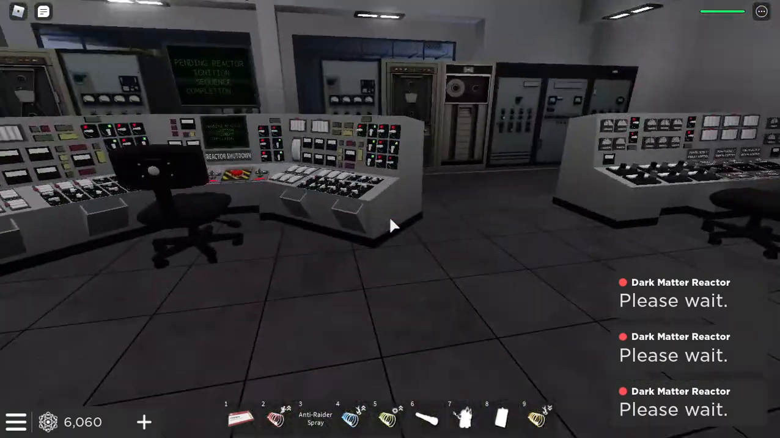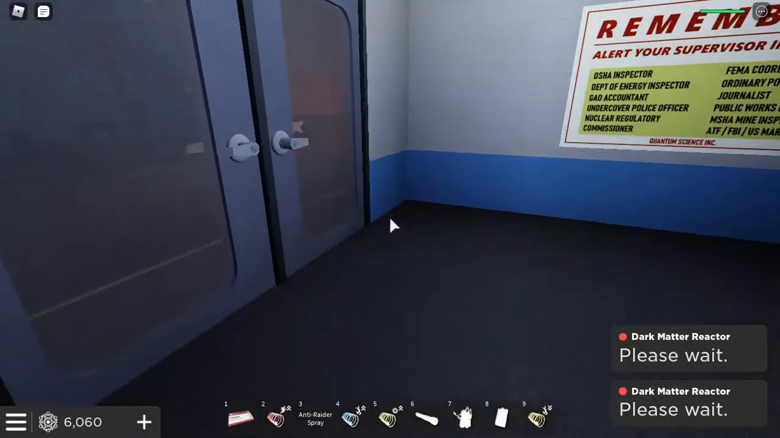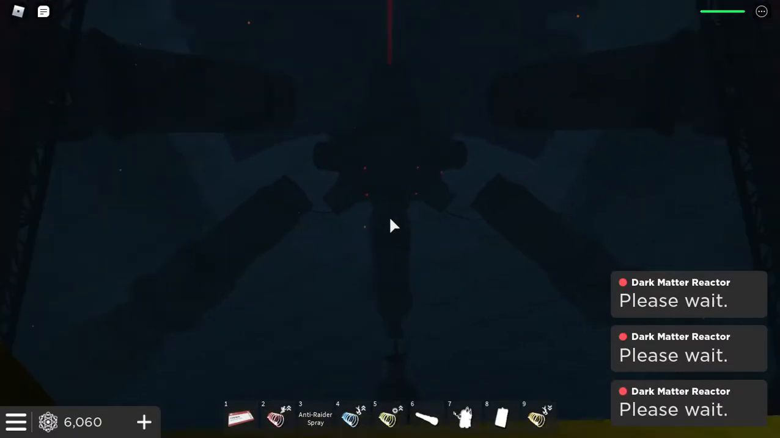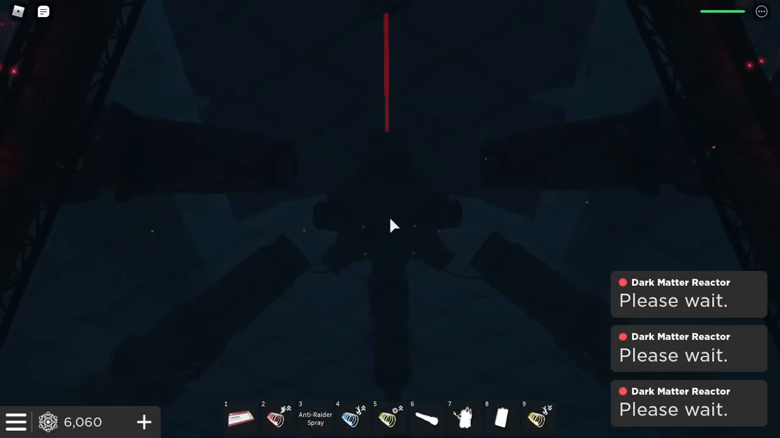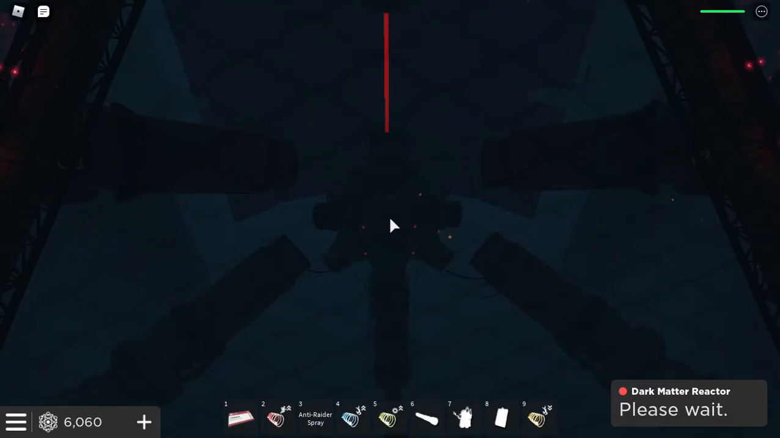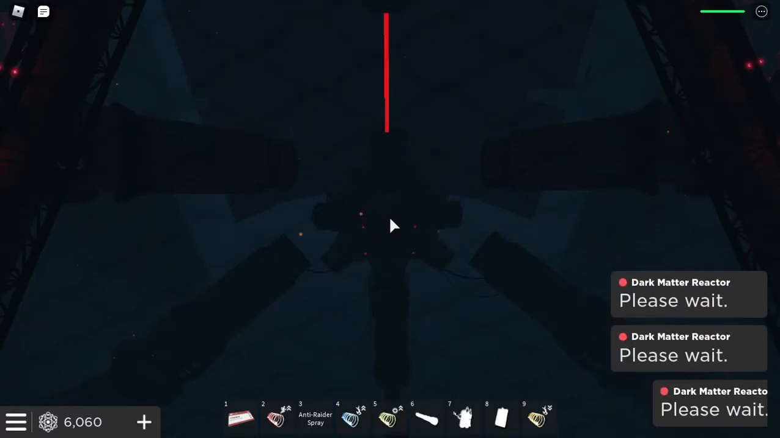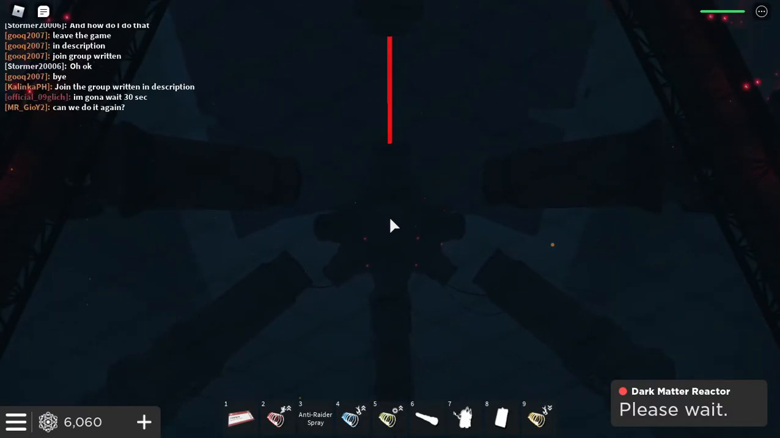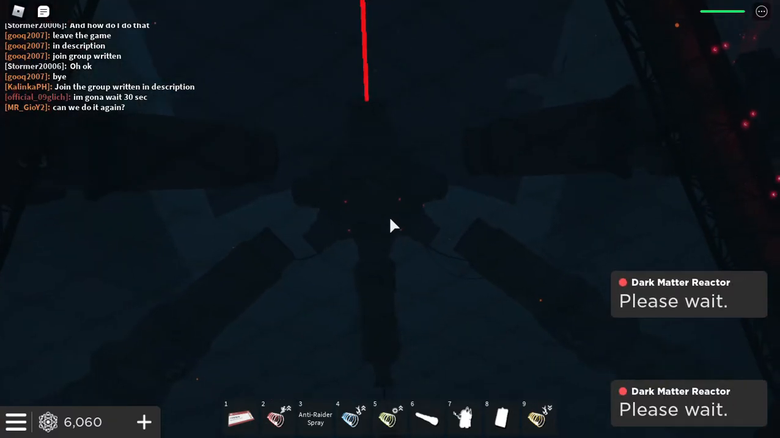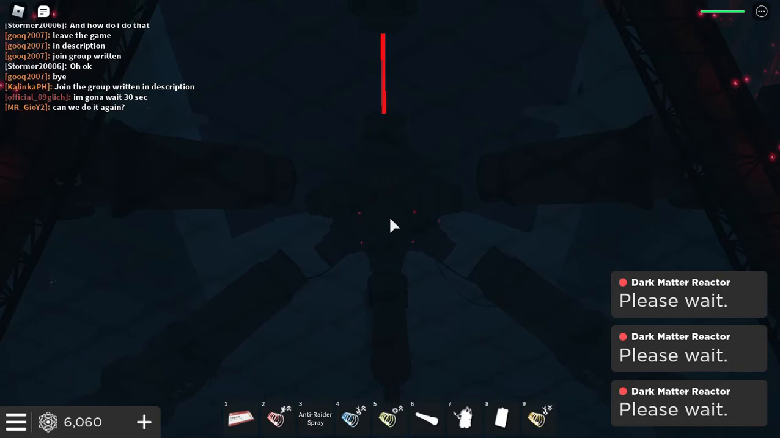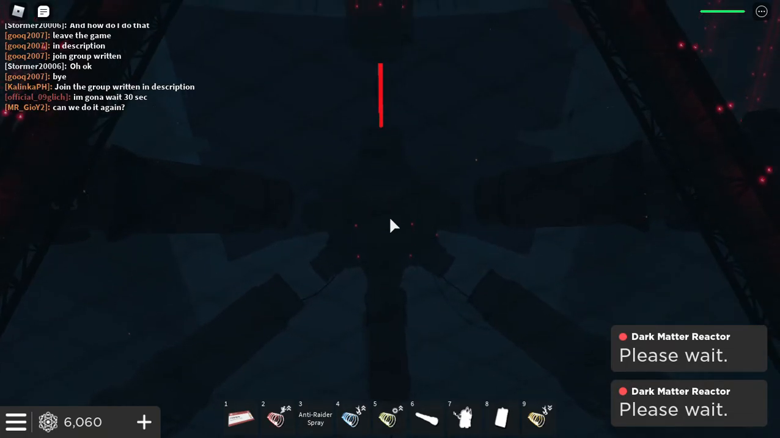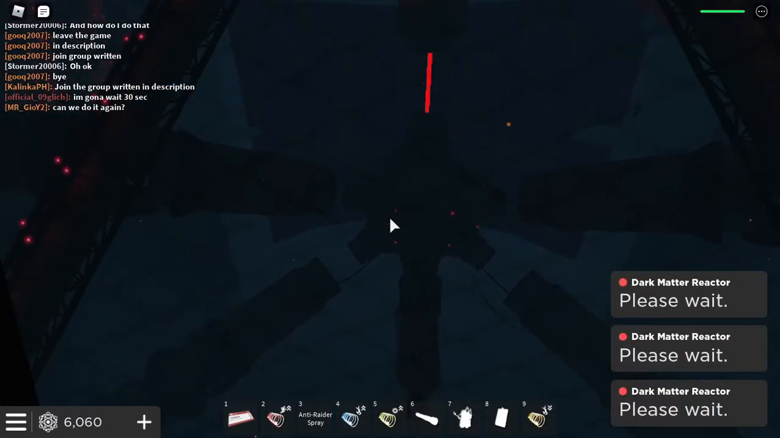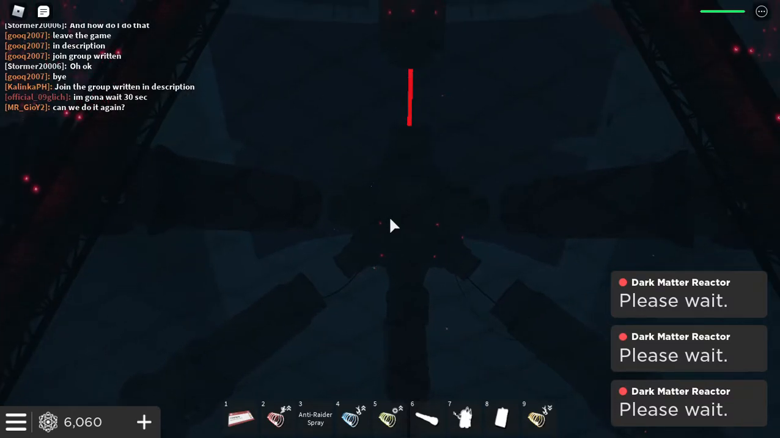Attention! Dark matter reactor core ignition sequence initialized. Please vacate the core chamber at this time. Gravitational lasers online. Raising core superstructure to center position. The dark matter reactor superstructure has been raised to center position.